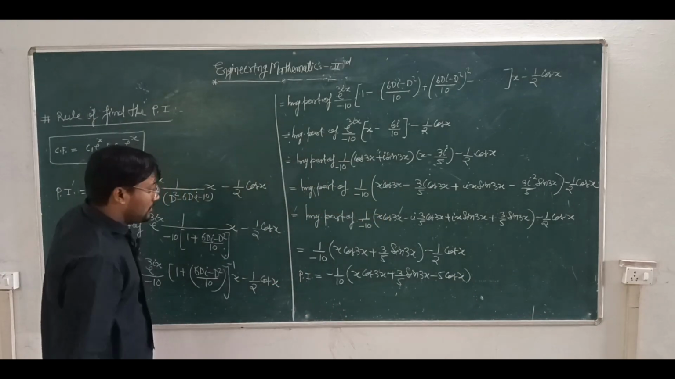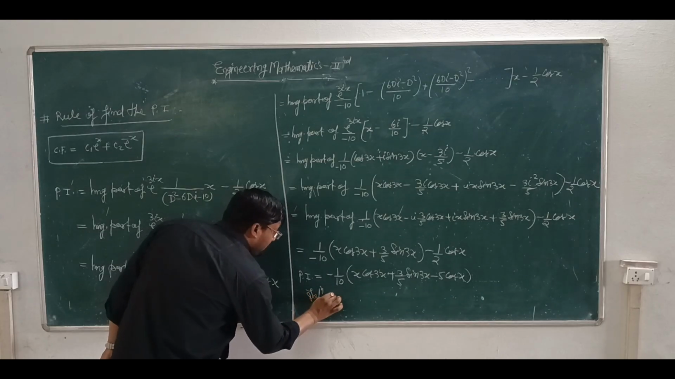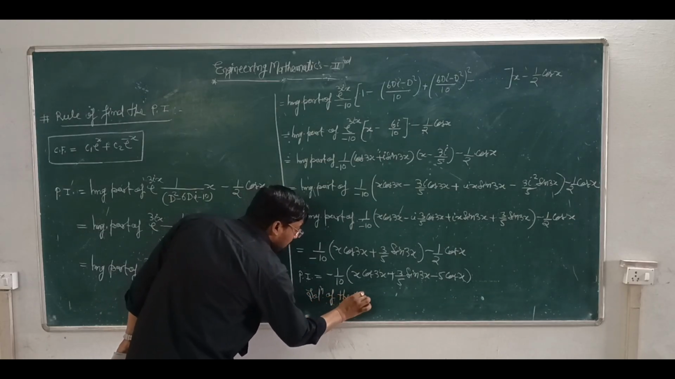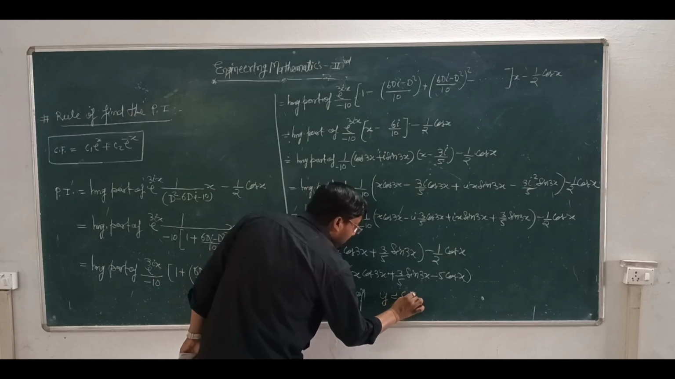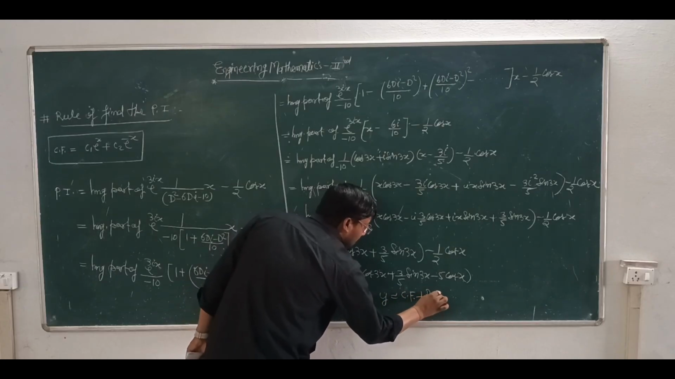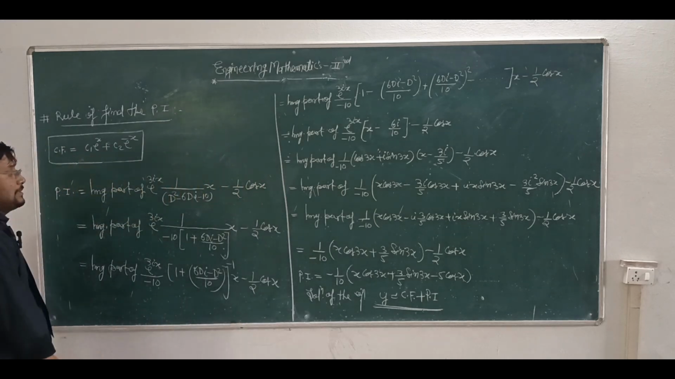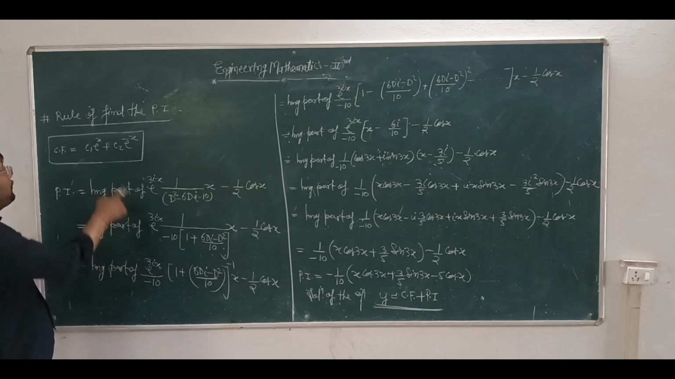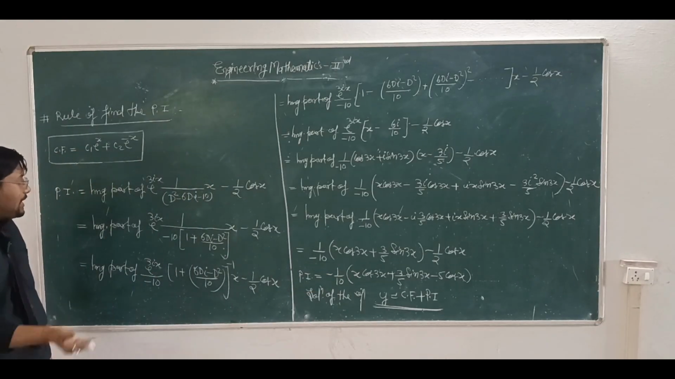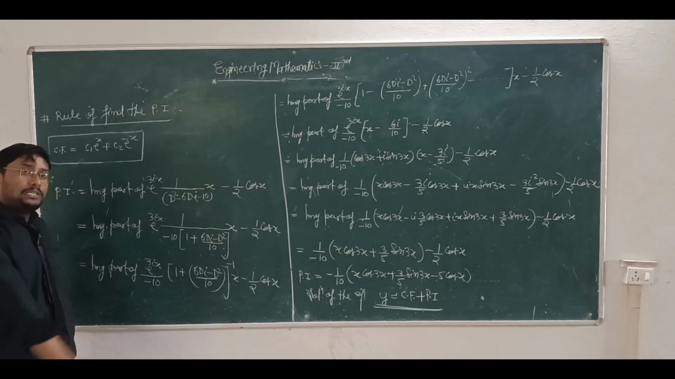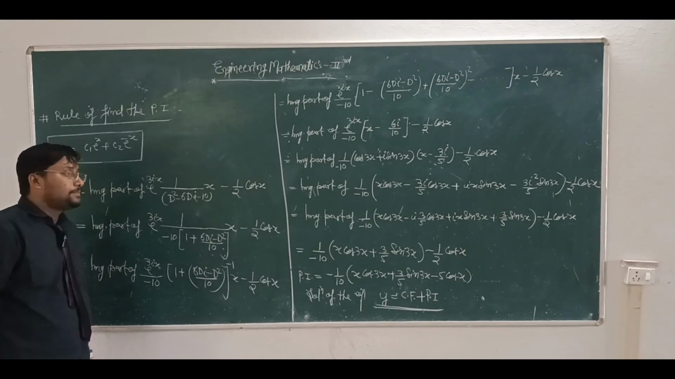Now again the solution of the differential equation. You can write y is equal to CF plus PI. Put the value of CF, and this is the value of PI. This is your solution of the differential equation. Please note it down. If any problem, please comment on my video.